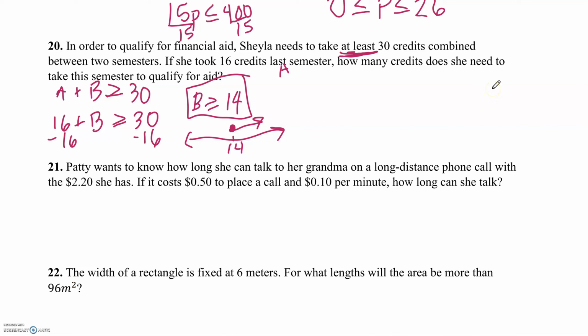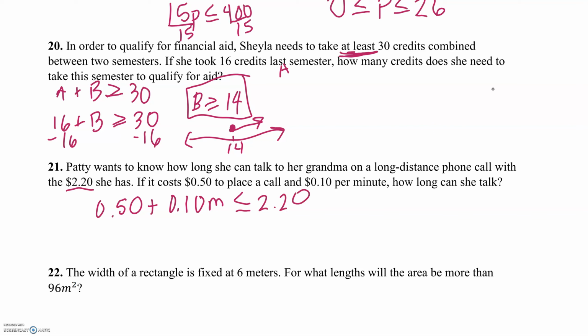21. Patty is calling her grandma, how sweet, on a long distance phone call, and she only has $2.20 to do it. And it costs 50 cents just to place the call. This is a lot like number 19. And 10 cents per minute. So let's have 10 cents times a minute. And we want that to be less than or equal to $2.20.